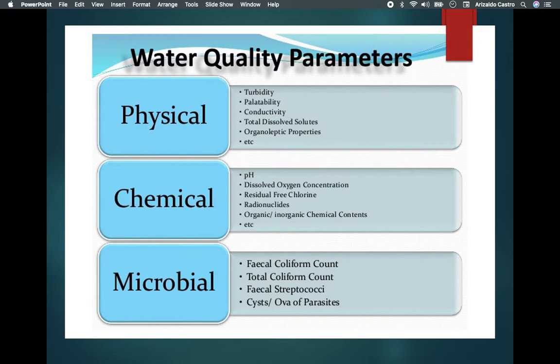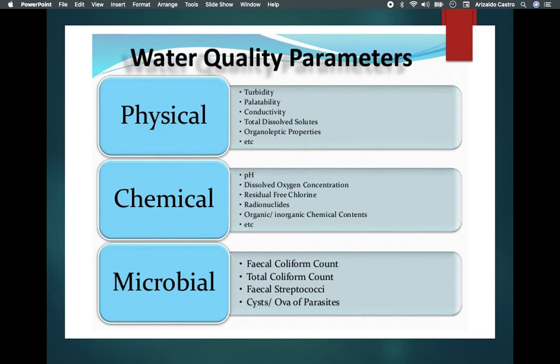Chemical parameters such as pH, dissolved oxygen, residual free chlorine, radionuclides, and organic and inorganic chemical contents are also quantified in order to have a picture of how chemically contaminated potentially the water that we are processing is.